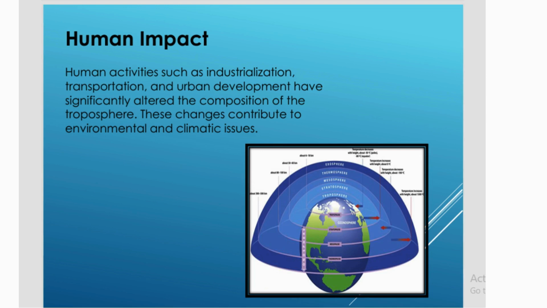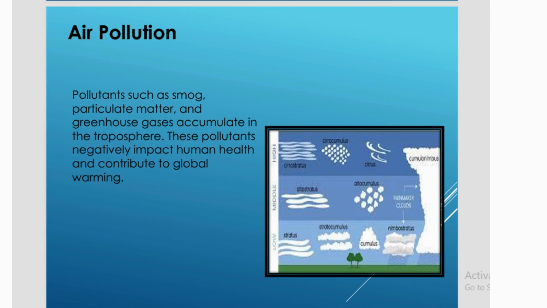There are also human impacts. Activities such as industrialization, transportation, and urban development have significantly altered the composition of the troposphere. These changes contribute to environmental and climate issues. Air pollutants such as smoke, particulate matter, and greenhouse gases accumulate in the troposphere. These air pollutants negatively impact human health and contribute to global warming.